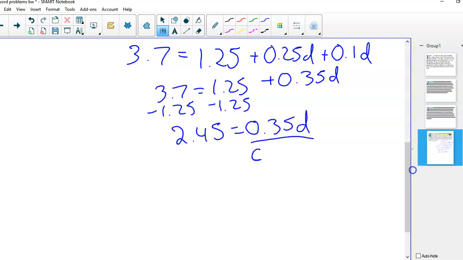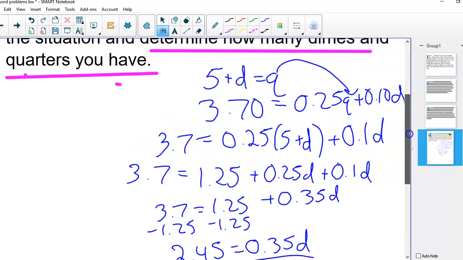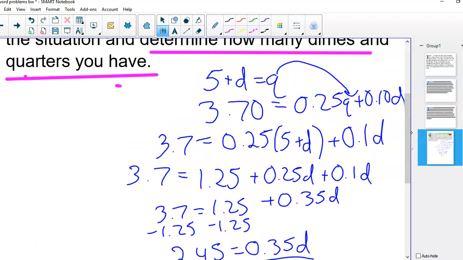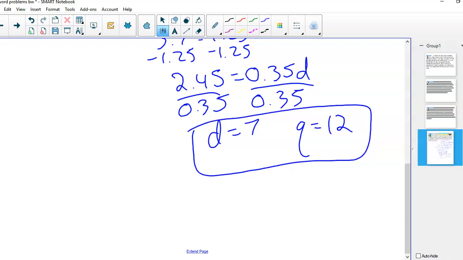And when we divide that, how many dimes do we get? 7. So if we have 7 dimes, and we know Q is 5 plus D, how many quarters do we have? 5 plus 7 is 12. Yes.